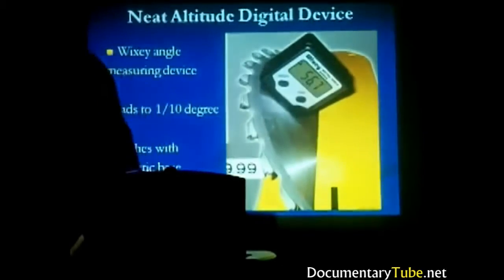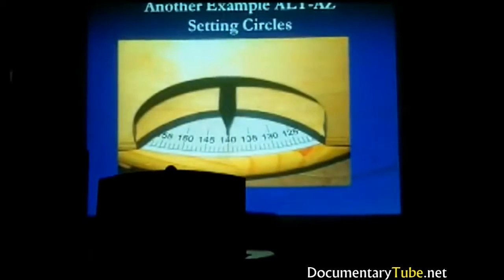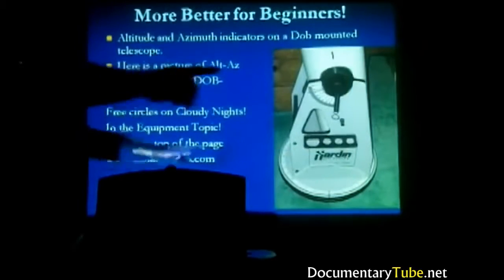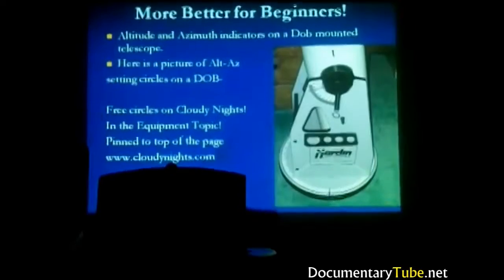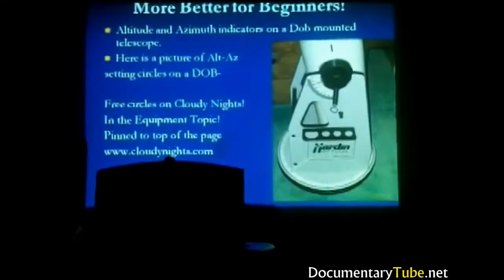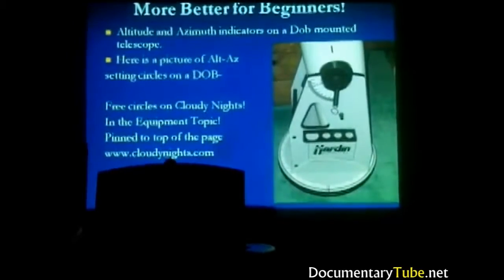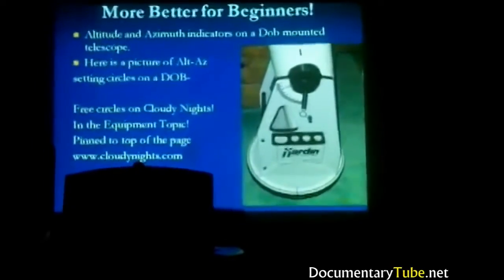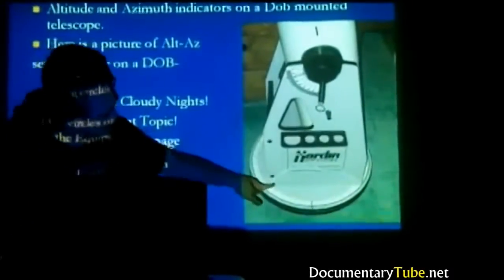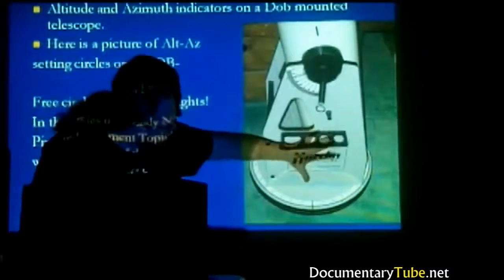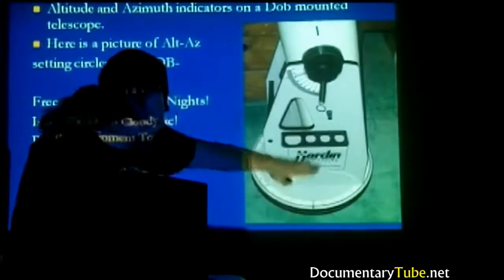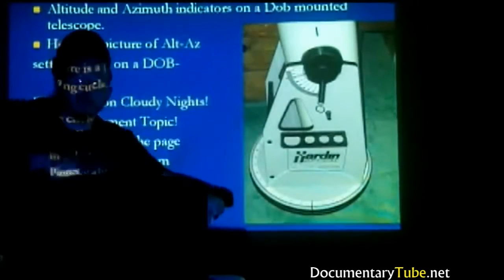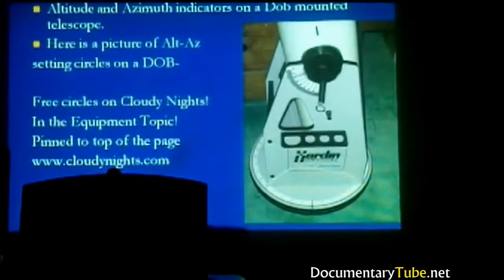If you back up one slide there, or two slides. Yeah, right there, cloudynights.com. That's actually where I downloaded mine from. I downloaded the setting circle, went to FedEx Kinko's, printed it off, had it laminated, and all I had to do was take the rocker panel off of the base, set my setting circle down, and then reattach the base. Obviously, I had to poke holes through the laminated paper, but it was very easy to do.